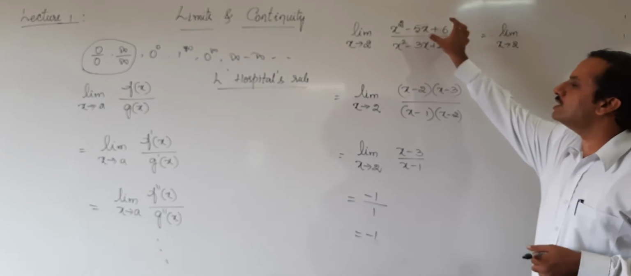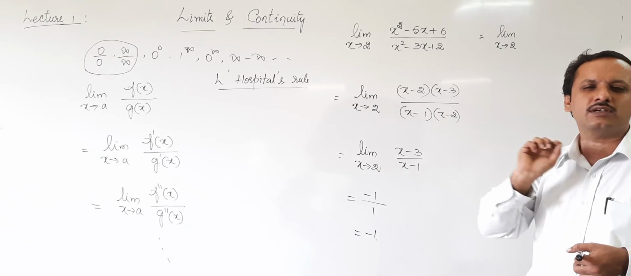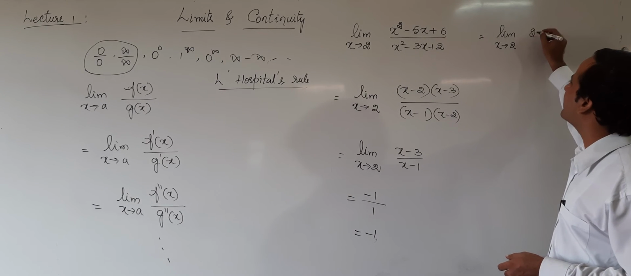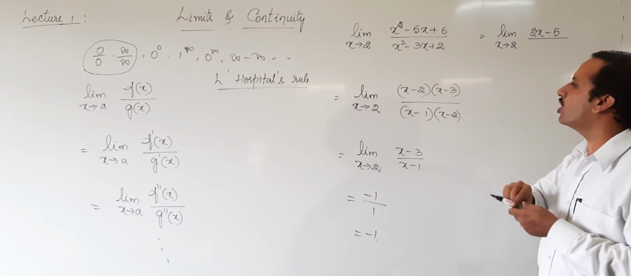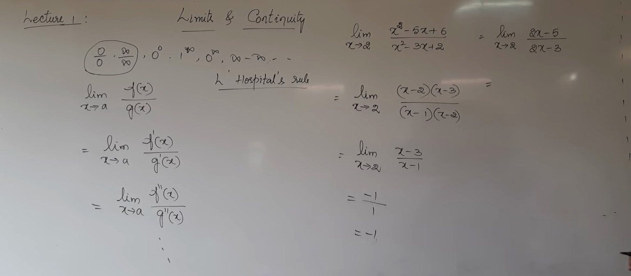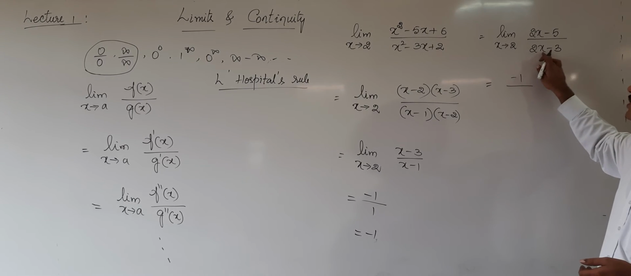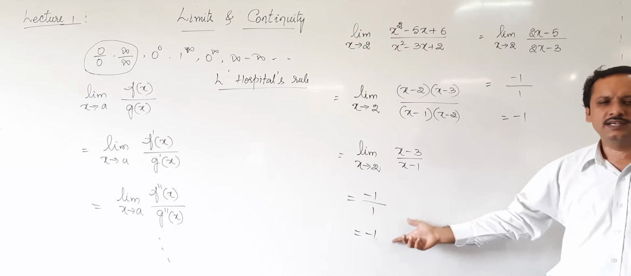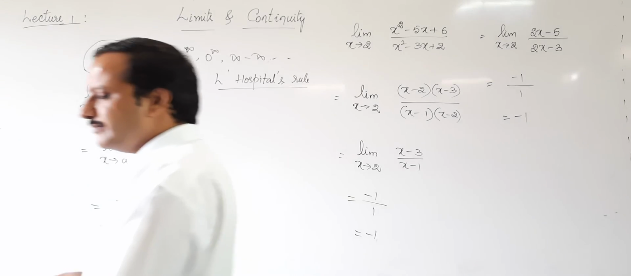How to use it? Differentiate the numerator and the denominator separately, not by using the quotient rule. Separately you differentiate. So if I differentiate the numerator, I am getting 2x minus 5, divided by, if I differentiate the denominator, I am getting 2x minus 3. Now apply it. Put x as 2. 2 into 2, 4, minus 5, minus 1, divided by 2 into 2, 4, minus 3, 1. Minus 1 by 1, we have minus 1. Here also we got the same answer. We should get the same answer.